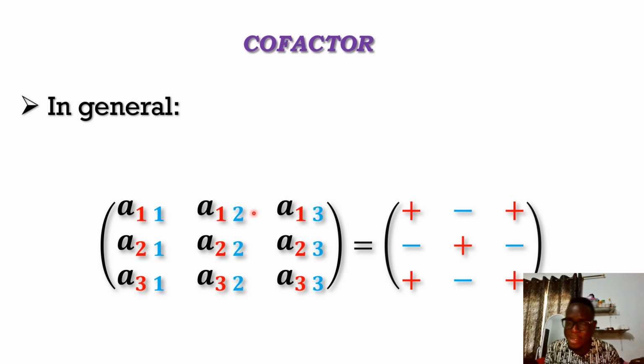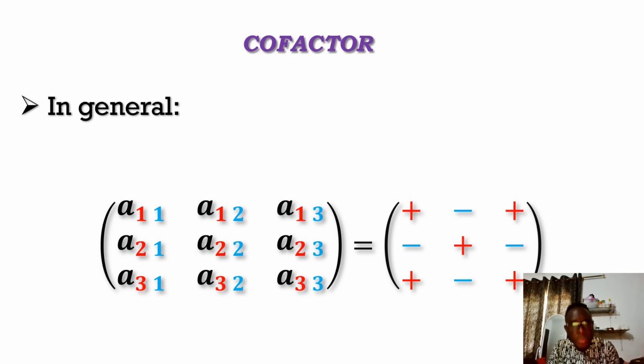1 plus 2 is 3. It is odd, so it will be negative. 1 plus 3 is 4. It's even, so it will be positive. 2 plus 1 is odd. It will be negative. 2 plus 2 is 4. Even, it will be positive. 2 plus 3 is 5. Odd, it will be negative, and so on. 3 plus 3 is 6. Even, so it will be positive. So these are the respective signs for each of the entries when it comes to 3 by 3 matrices.